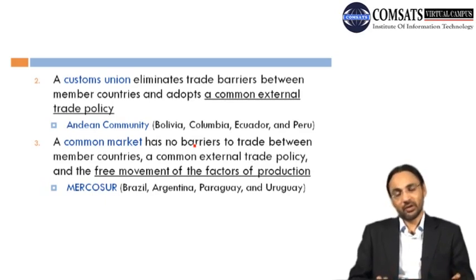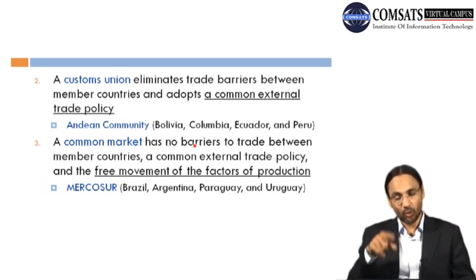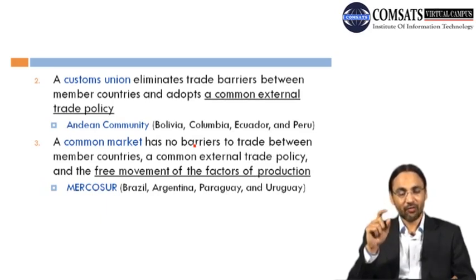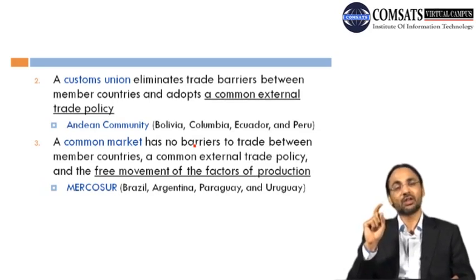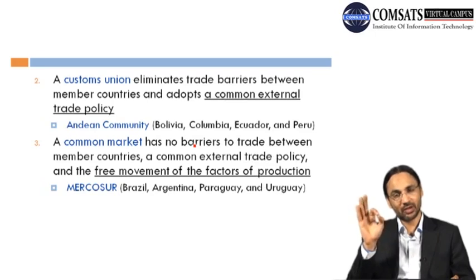Okay, the third level of regional integration is a common market, which again has no barrier to trade between the member countries, like in the free trade area. They have a common external trade policy, like in customs unions. The third thing is they have free movement of factors of production. Factors of production mean human capital, most important, which is considered as immigration. They have free immigration between each other.